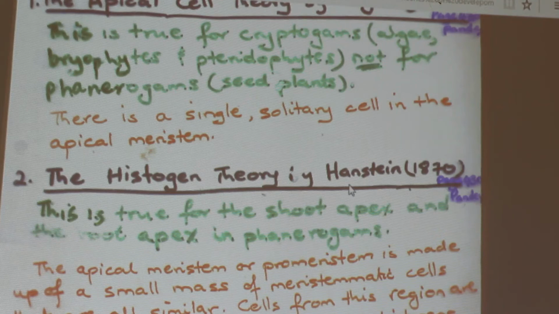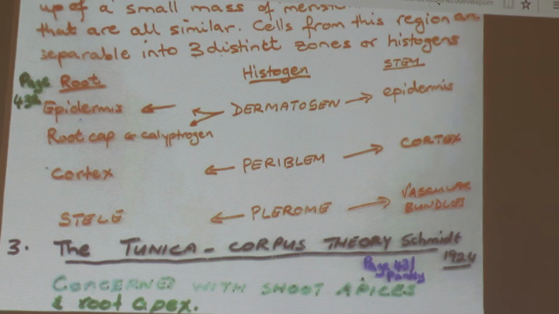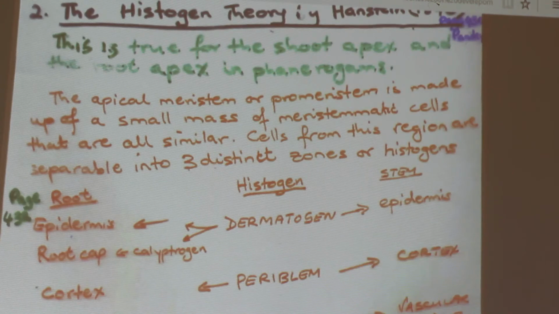One individual by the name of Hanston in 1870 came up with a histogen theory, and another individual in 1924 by the name of Schmidt came up with another theory which we call the Tunica corpus theory. Let us go to the histogen theory first. The histogen theory says in the meristem we are going to observe the histogen. The histogen is the area of active cell division.